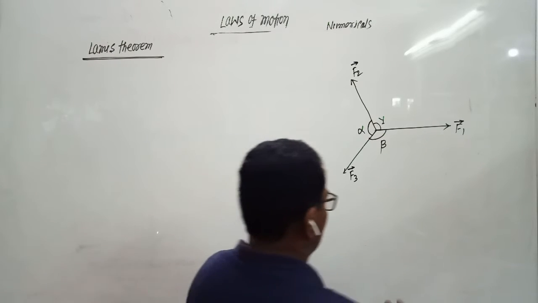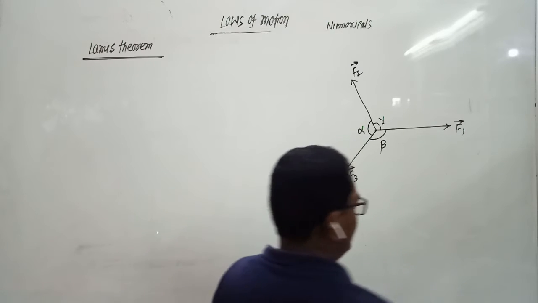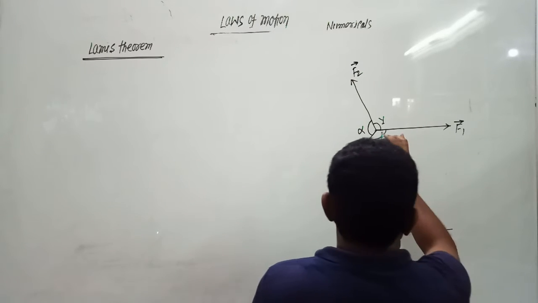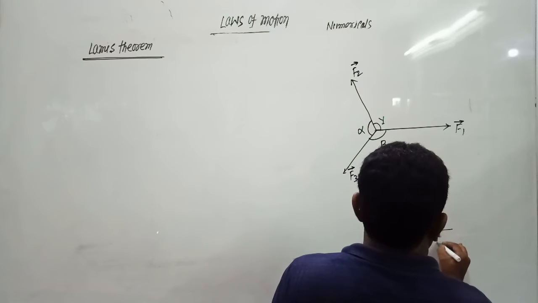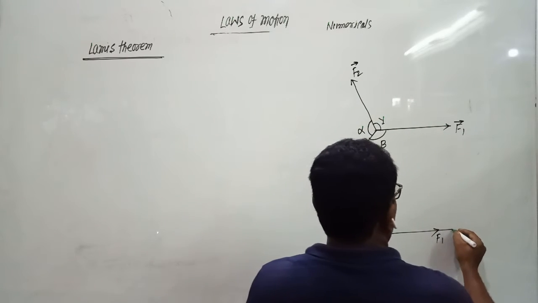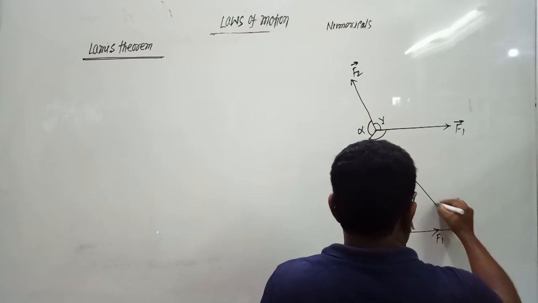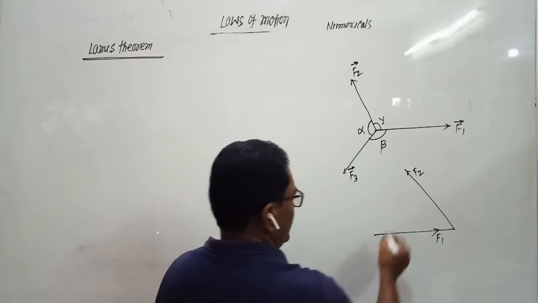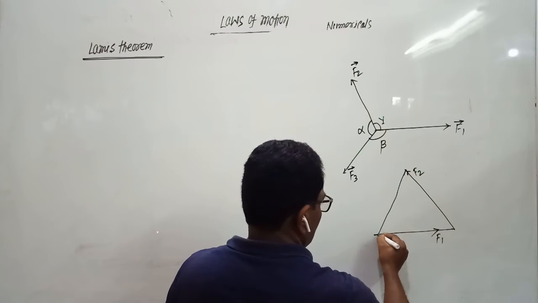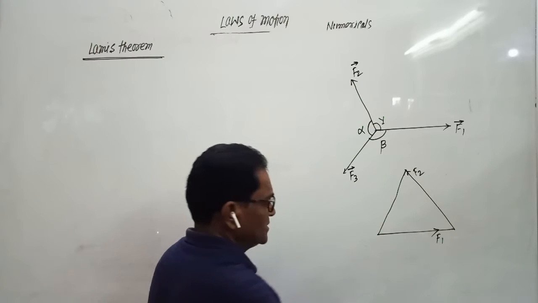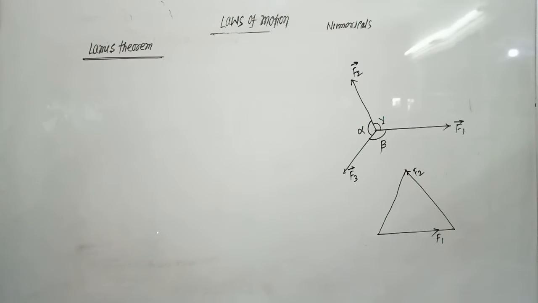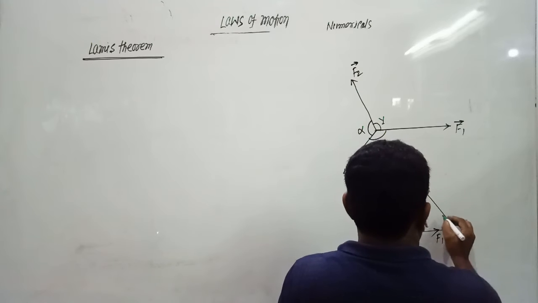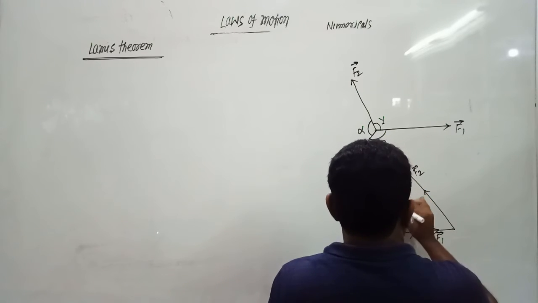So let us draw the diagram in a triangle where we represent these forces in a triangle. So this is force F1 and this is force F2. Let this direction show the force F2 and the direction of force F3. This is the direction of force F3, and the directions of these forces are F1, F2 and F3.